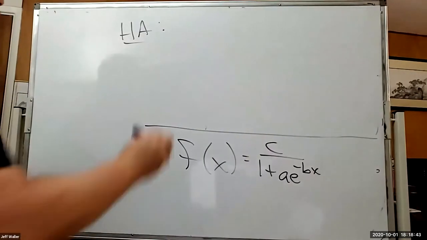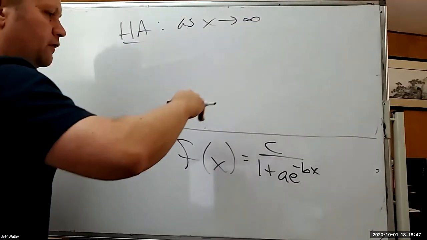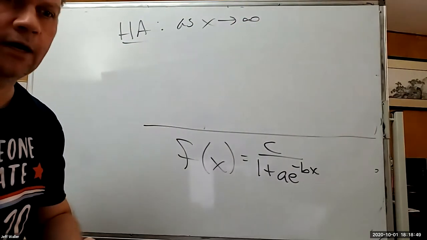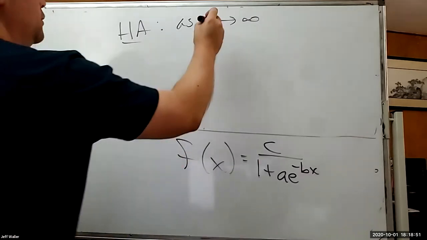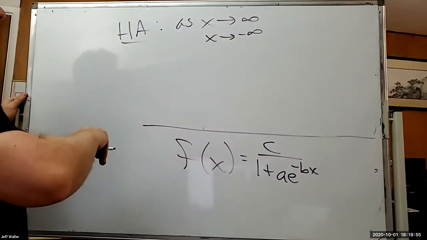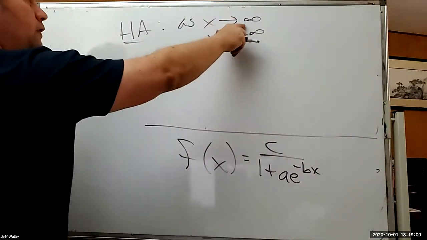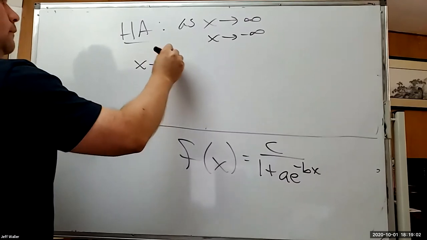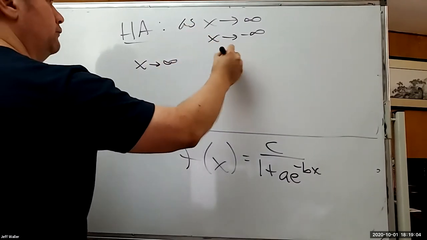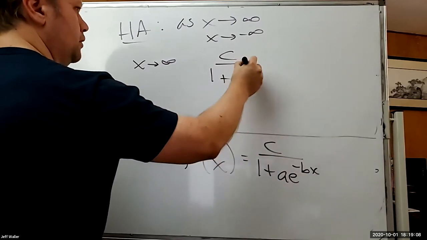Yes, I love it. So as X goes to infinity or negative infinity. Let's look at both. So what happens as X goes to infinity? Think about this, could I rewrite this bottom a bit? See the negative power? So could I write it like this?